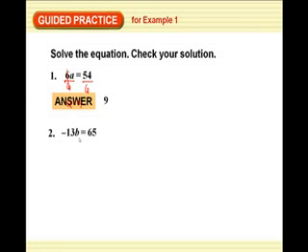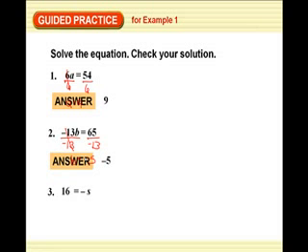-13 times b, the opposite of timesing by -13 would be to divide by -13, and make sure it's the negative because you need those negatives to cancel out. b equals -5. This one is a little tricky because there's an unwritten 1 right there. So you divide by -1. So s equals -16.